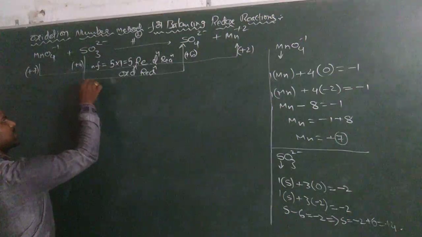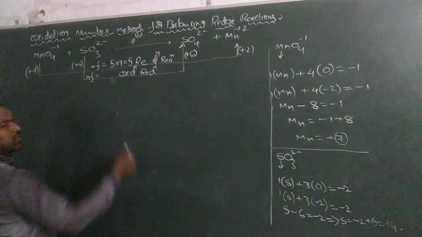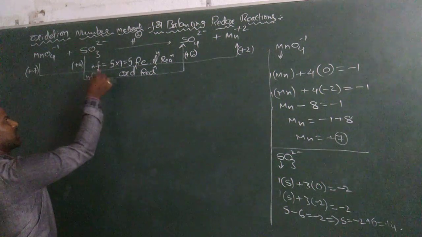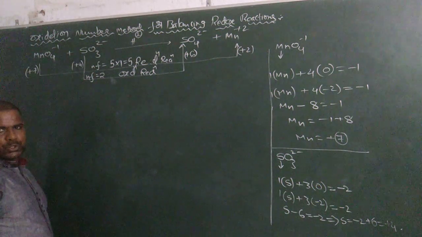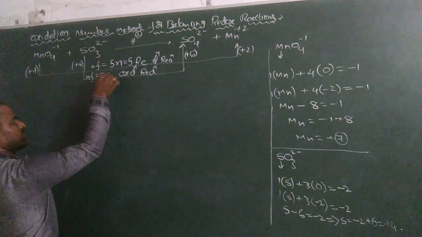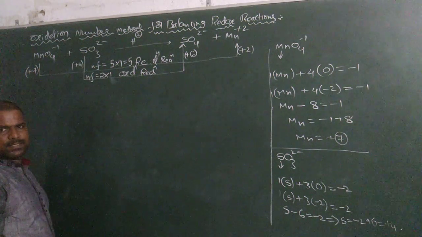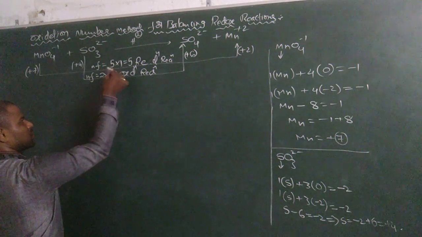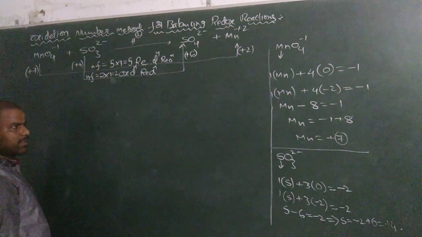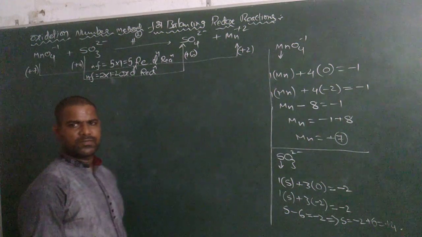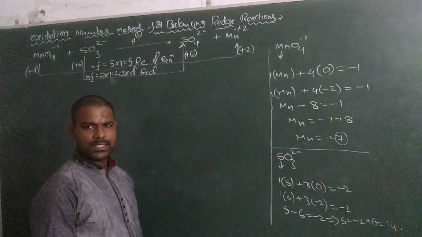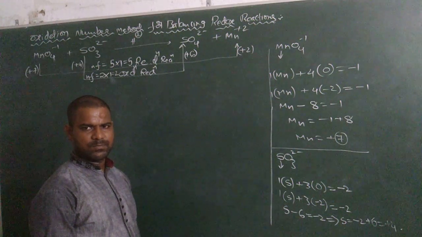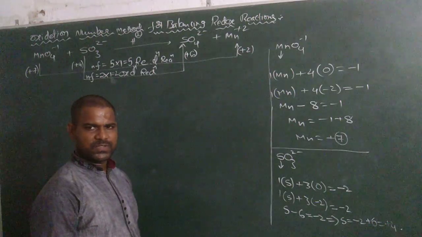In the case of the sulfite ion, when we check the n factor, the change in oxidation state is 2 and the number of atoms of that element undergoing change is only one sulfur atom. So the n factor we got is 2. The reciprocals of n factors are nothing but molar coefficients. Reciprocals of n factors are simply the molar coefficients.